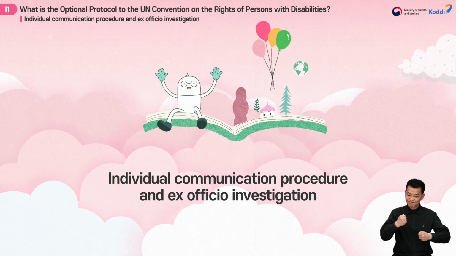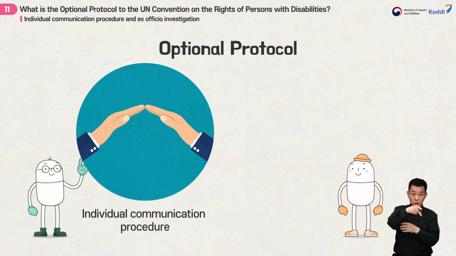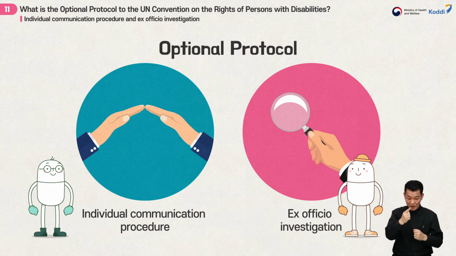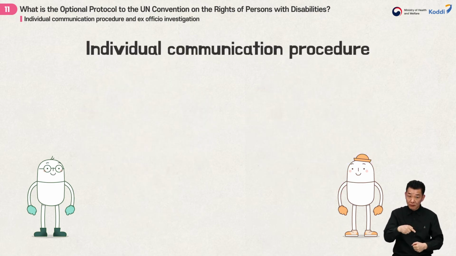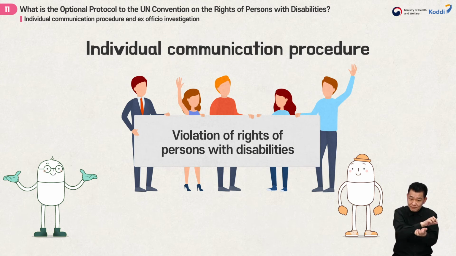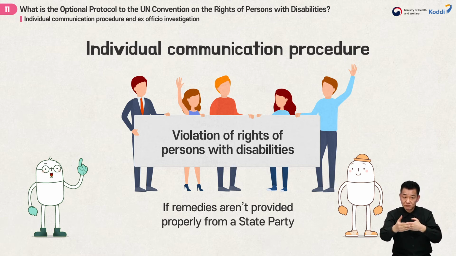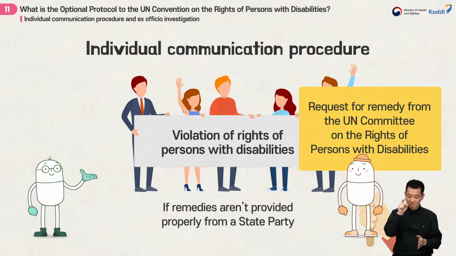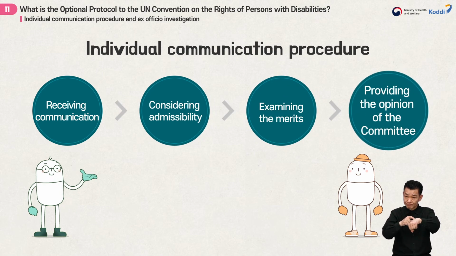Individual communication procedure and ex officio investigation. The optional protocol contains two core contents, which we have already seen before: the individual communication procedure and ex officio investigation. First of all, individual communication procedure is a remedial policy for when the rights of persons with disabilities are violated and no remedies are provided properly from a state party. It is a policy that enables the request for remedy from the UN Committee on the Rights of Persons with Disabilities. The committee shall proceed with the inquiry through a set procedure.